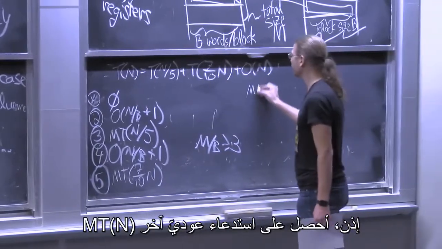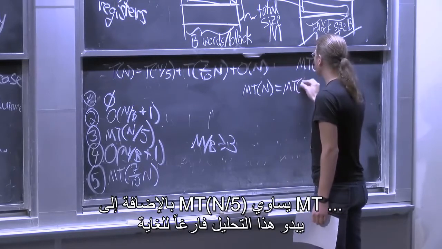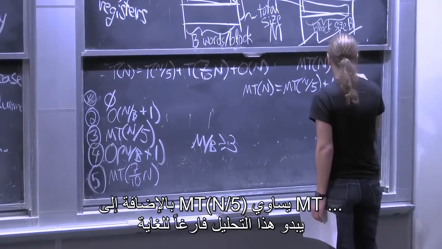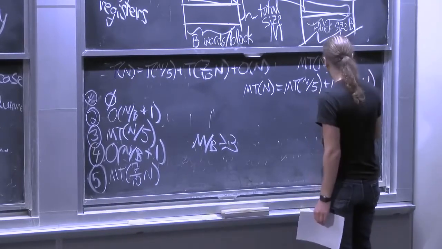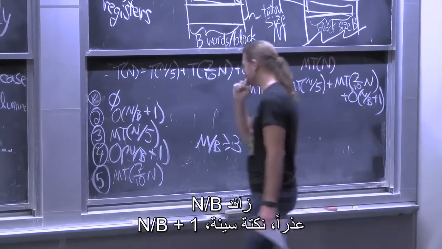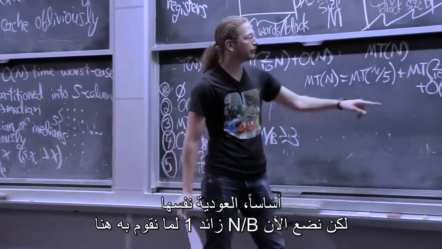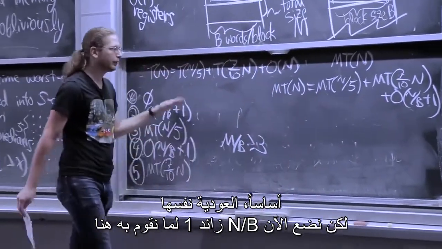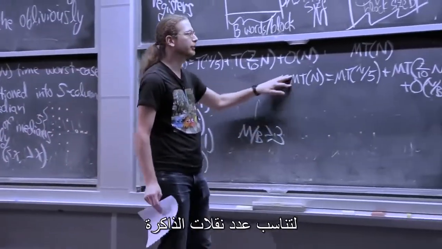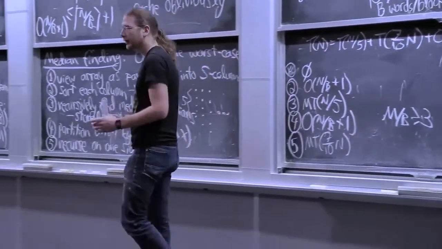Okay, so I get a new recurrence, which is MT of n is MT of n over 5 plus MT of 7/10 n, plus n over B, sorry, bad joke, n over B plus 1. Okay, so basically the same recurrence, but now n over B plus 1 for what we're doing here. Okay, but I had to change the algorithm a little bit for this recurrence to be correct, for it to correctly reflect the number of memory transfers. Now all we need to do is solve the recurrence.